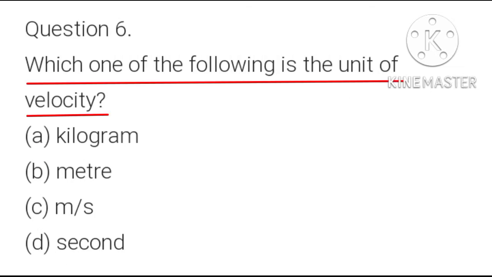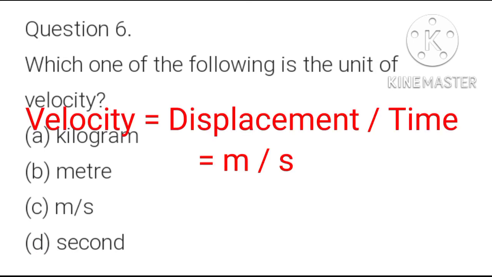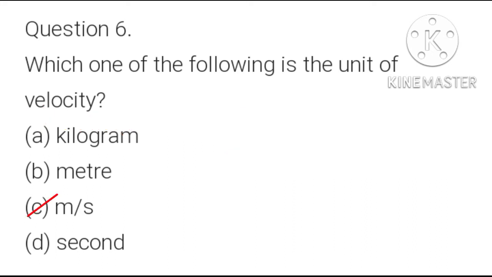Question number 6. Which of the following is the unit of velocity? Option A kilogram, option B meter, option C meter per second, option D second. We know that velocity is a ratio of displacement over time, and the unit of displacement is meter and time is second. So the unit of velocity is meter per second. So C is the correct option. The unit of velocity is meter per second.